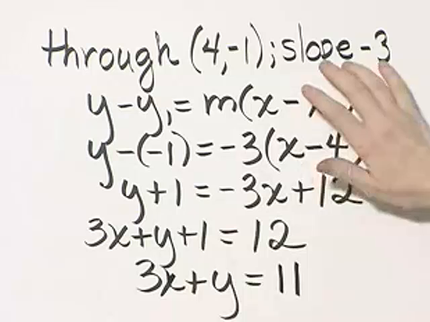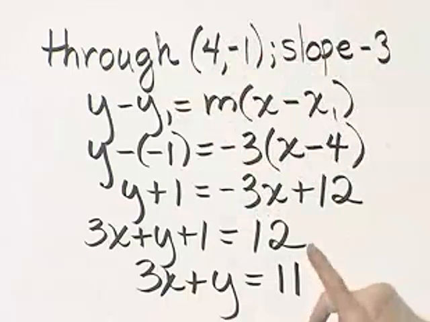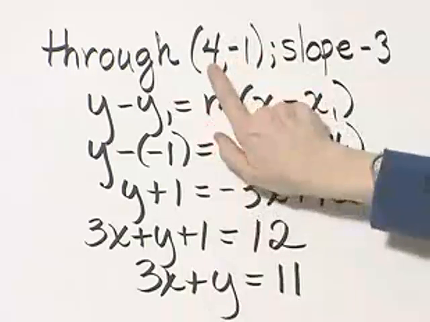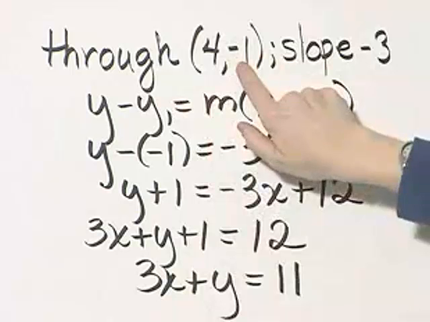I guarantee you the slope is negative 3 and it goes through this point. How can you check? Well, you can make sure that this line goes through this point by letting x be 4, y be negative 1, and see that a true statement results.